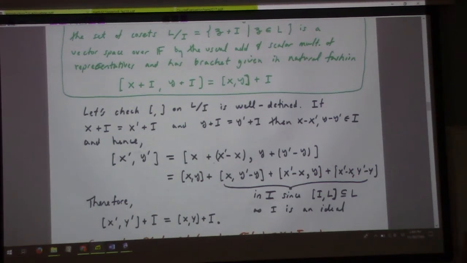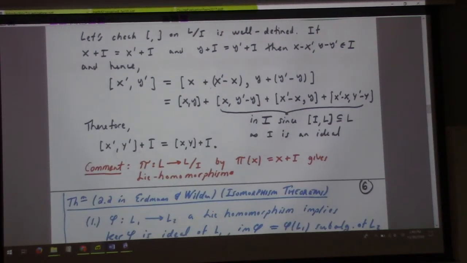How did it go before for the factor group? To prove that the factor group is well defined using the normality of the subgroup. The big picture of the argument was much the same, but there we were dealing with group multiplication, right? And the corresponding factor group multiplication, as opposed to now the Lie bracket multiplication. But intuitively, it's really the same argument. Now, by the way, you can talk about the natural coset map, pi of x maps to x plus I, gives the Lie homomorphism as well.